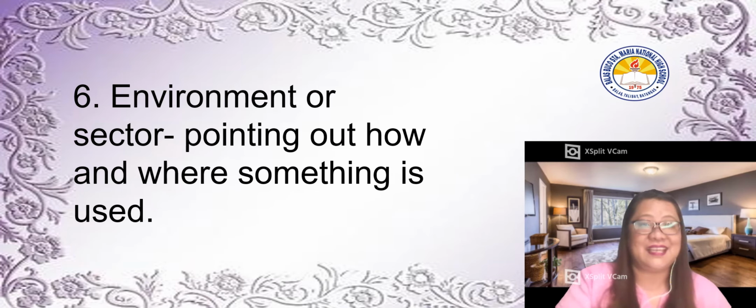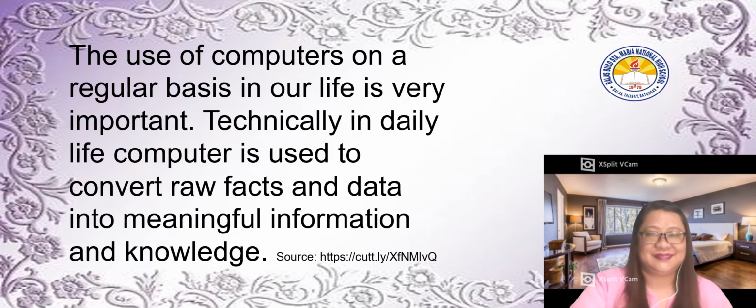Number 6 is environment or sector. This can be done by pointing out how and where something is used. Let us take note of this example. The use of computers on a regular basis in our life is very important. Technically, in daily life, computer is used to convert raw facts and data into meaningful information and knowledge.